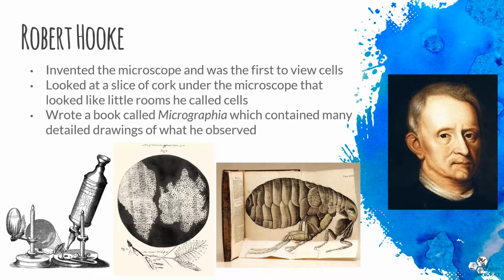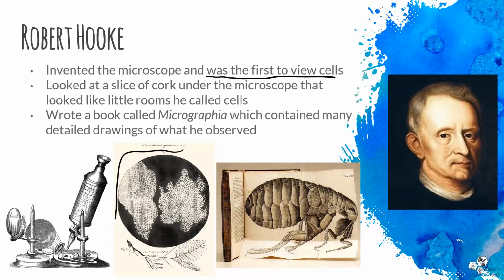So I just want to review a couple of things from that video and add a little bit more as well. So Robert Hooke is considered the man who invented the style of microscope that we still use today, but more importantly, he's considered to be the first person to ever view a cell. And he did this by looking at a slice of cork under a microscope and said, these look like little rooms, and so I'll call it a cell.